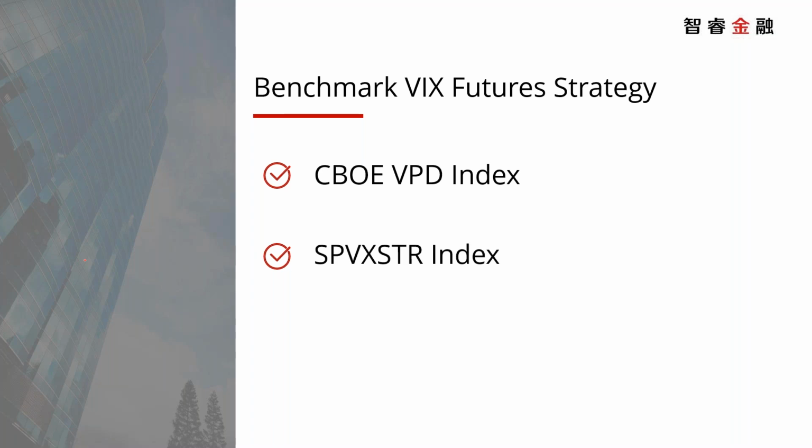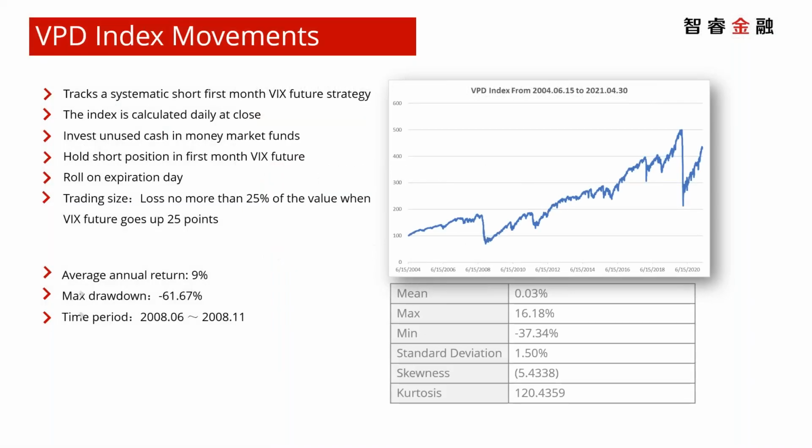Now I'll try to explain the strategy of premium harvesting by introducing two of the tactical indexes. The first one is the Cboe VPD Index, and the second one is the SPVXSTR Index. The VPD Index tracks a systematic short first-month VIX futures volatility. It is calculated on a daily close, and it holds solely short positions in the first month's VIX future. And on each expiration day, it rolls its position from the current month to the next month.